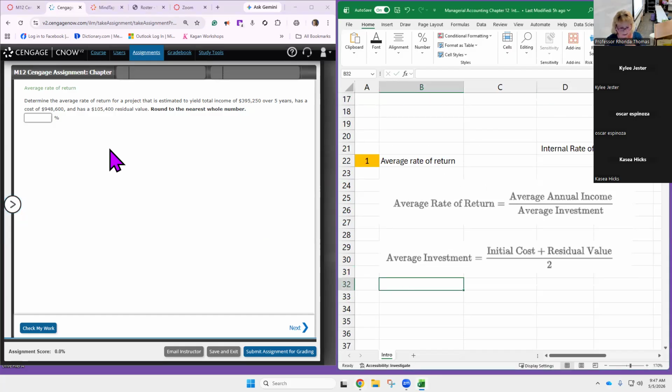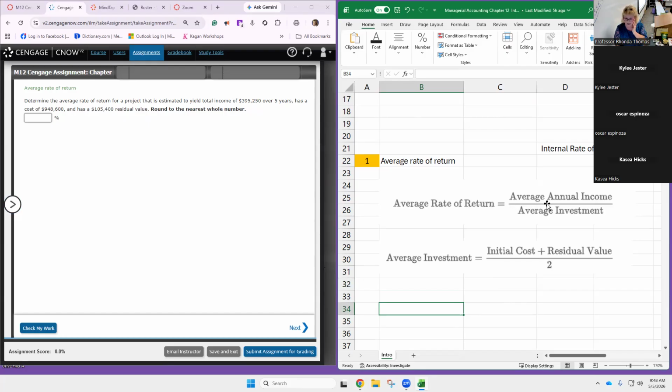So determine the average rate of return for a project that's estimated to yield, and yield means a return, total income of $395,250 over 5 years. Okay, total income over 5 years. It has a cost of $948,600 and has $105,400 residual value. Okay, so we're going to try to set this up, what we can see.